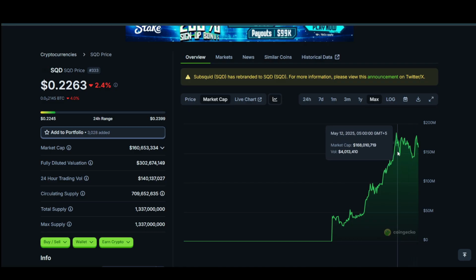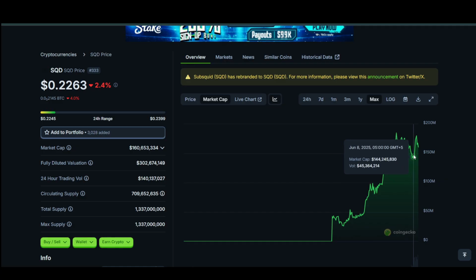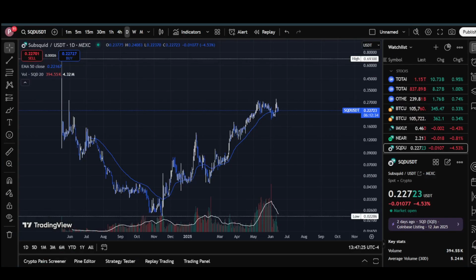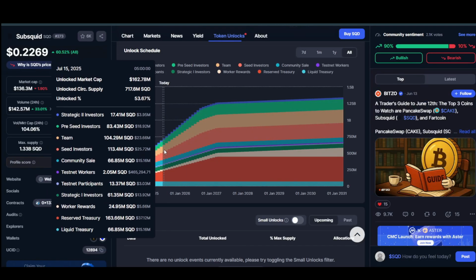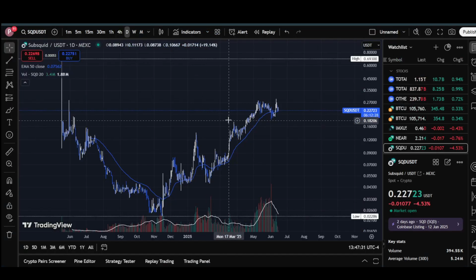So you have to be extremely careful if you're trading this coin, because if you look here, the market cap ended up hitting 176 million, and in just 2 to 3 days it went to 144 million. Again, this happened right here and here again. So I think there are a lot of sellers. Most likely these investors who got in early could actually sell the token. So that is something you have to know.